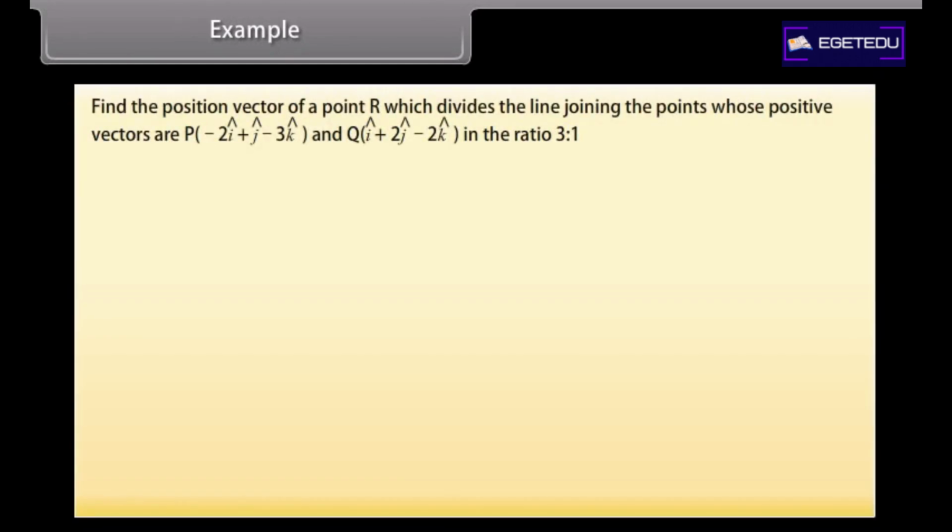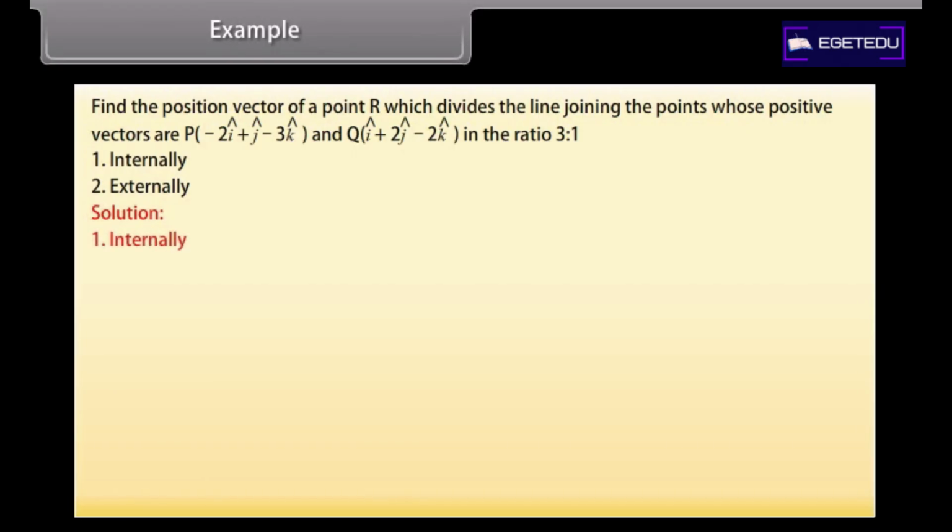Example: find the position vector of a point R which divides the line joining the points whose position vectors are P equals minus 2 cap i plus cap j minus 3 cap k and Q equals cap i plus 2 cap j minus 2 cap k in the ratio 3:1, 1 internally, 2 externally.